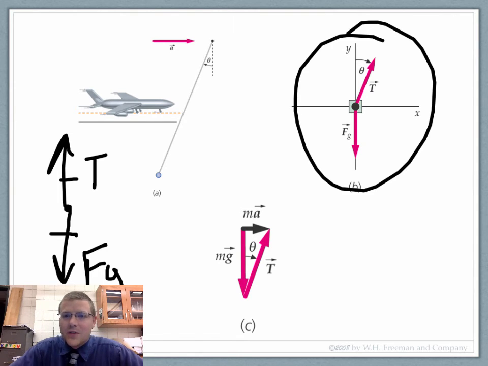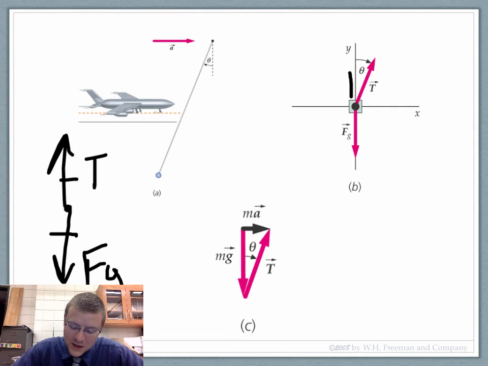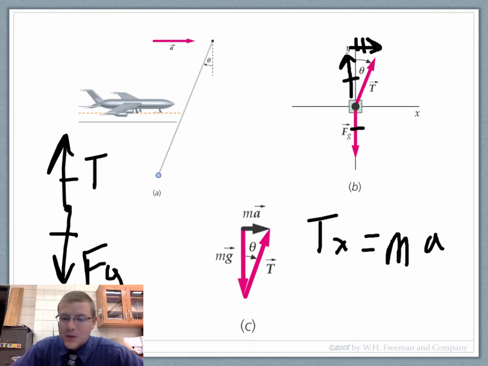here. You have tension at an angle, and the force of gravity straight down. Looking at that, they're giving you a total net force of ma forward. And if you wanted to break this into components here, what you can see is there is a y component to the tension and an x component to the tension. The y component would equal your gravity, and the x component is what actually makes you accelerate. You could write tension in the x equals ma.